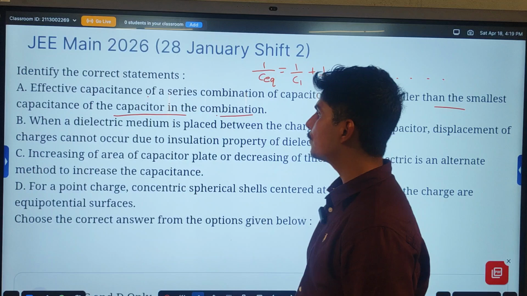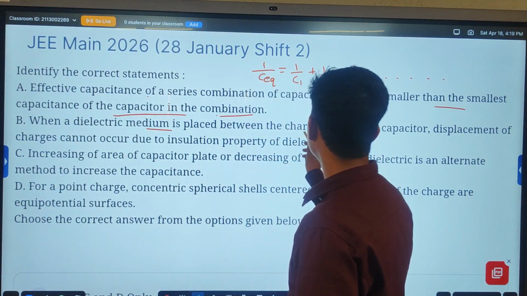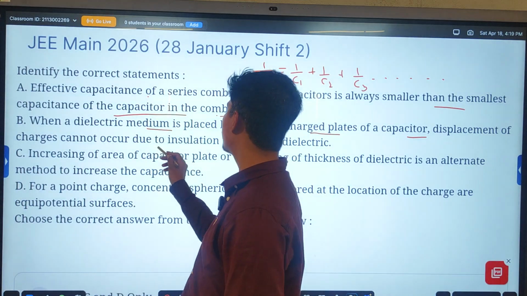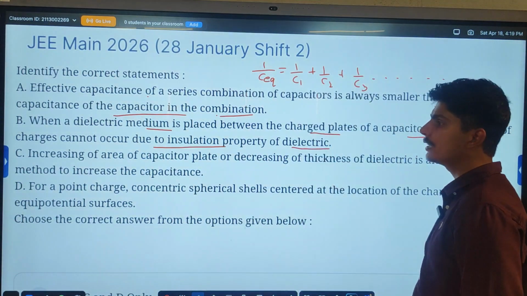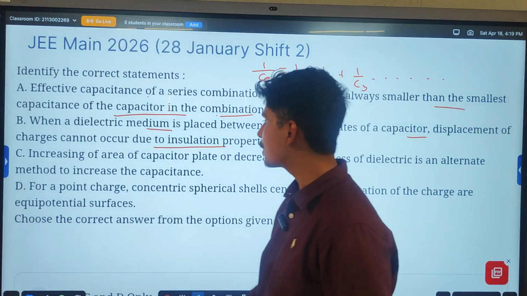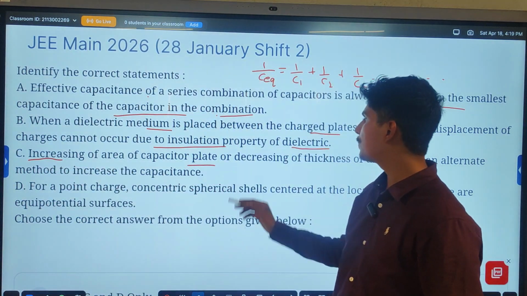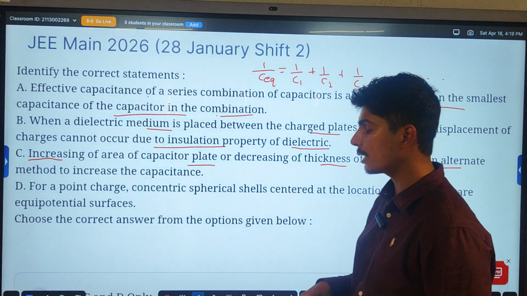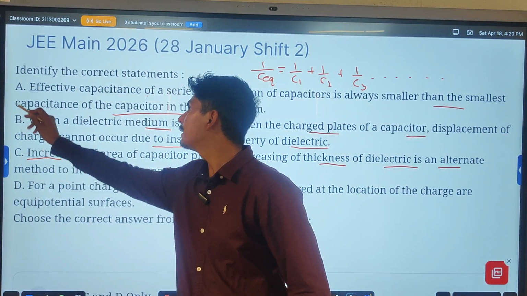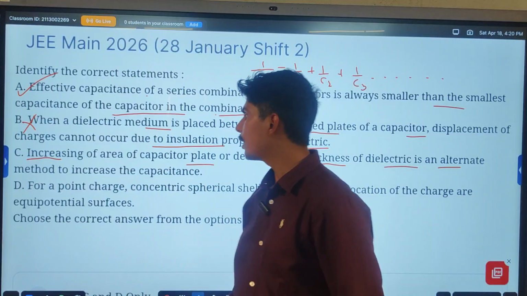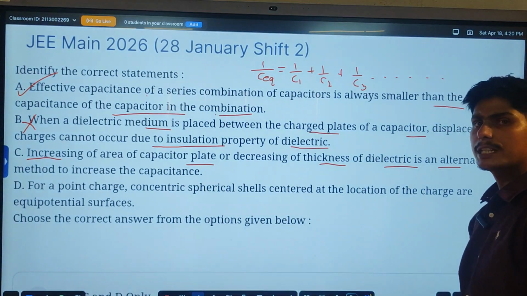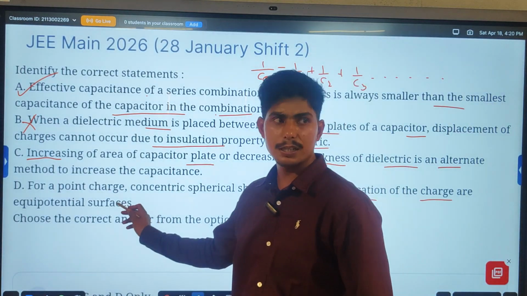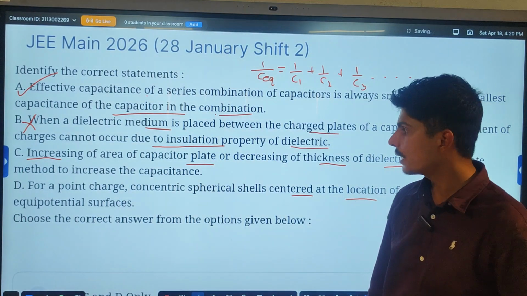Second one: when a dielectric medium is placed between the charged plates of a capacitor, displacement of charge cannot occur due to the insulation property of the dielectric. That's an incorrect statement. Now coming to statement 3: increasing the area of the capacitor or decreasing the thickness of the dielectric is an alternate method to increase the capacitance. This is also correct. A is correct, B is wrong. Now coming to D: for a point charge, concentric spherical shells centered at the location of the charge are equipotential surfaces. Yeah, that's also correct, right?